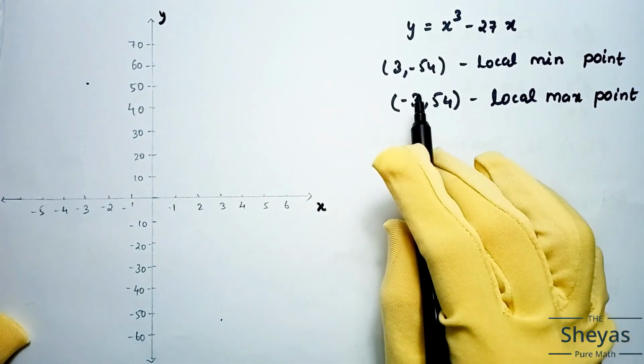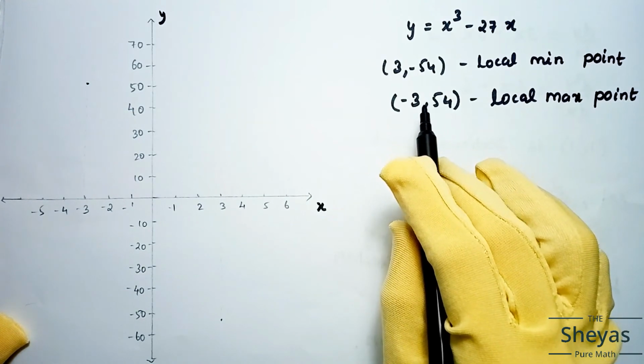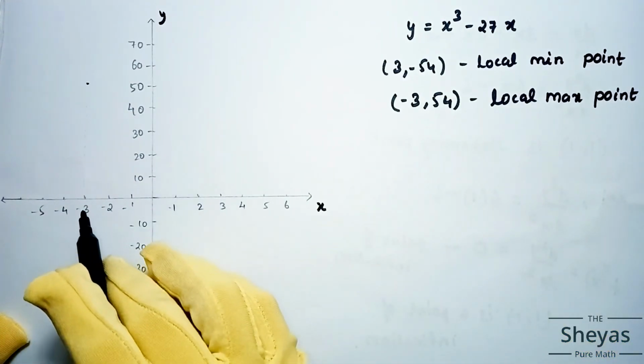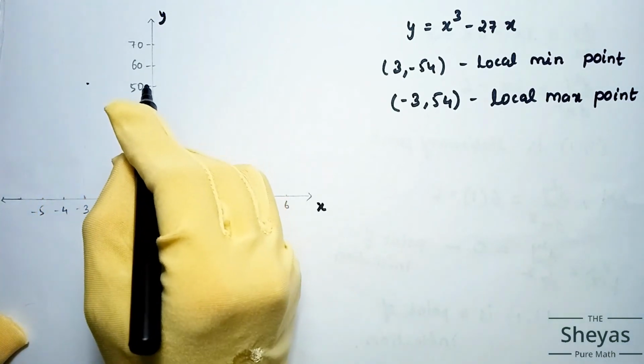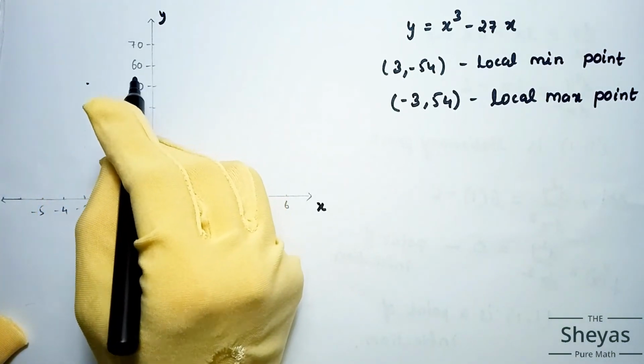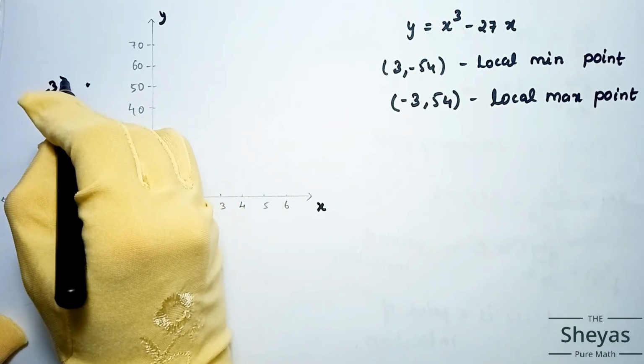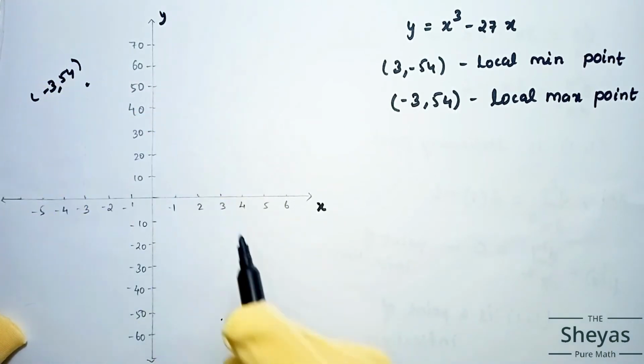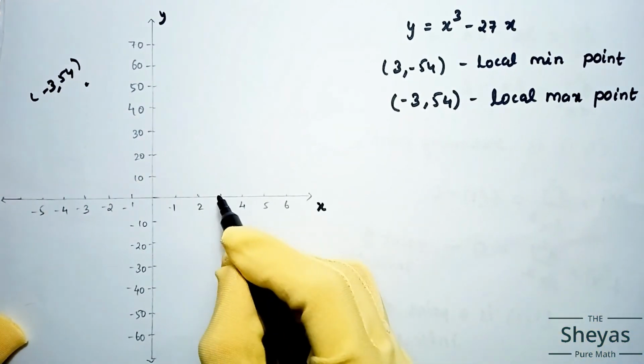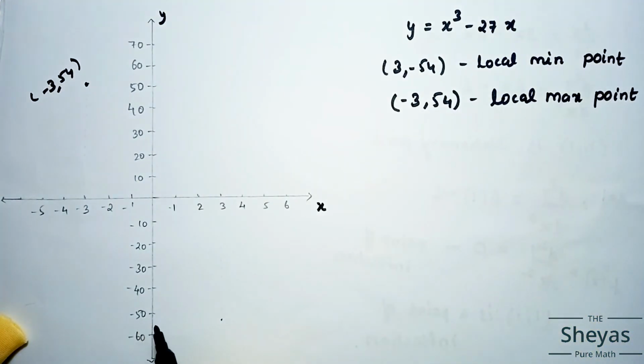Now, where is the point 3 comma minus 54? Minus 3 and 54. 50 above we have 54 and minus 3. So this is the point minus 3 comma 54. Okay. And 3 comma minus 54, here 3 and minus 54 is here. So 3 comma minus 54 is the local minimum point, and this is the local maximum point. So the graph has a local maximum and a local minimum point.